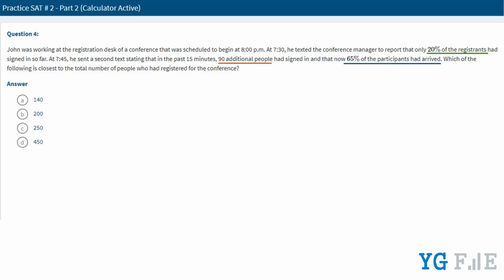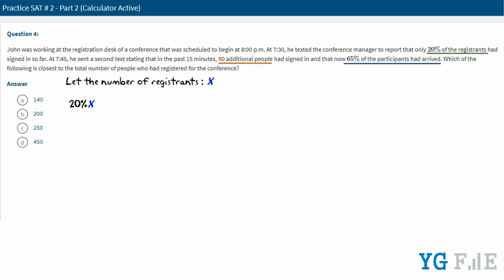conference? So in this problem, we want to calculate the total number of the registrants for the conference. Therefore, we can let the total number of the registrants be x, and from the second sentence, we know that at 7:30, 20% of the registrants had signed in. It means we have 20% of x.